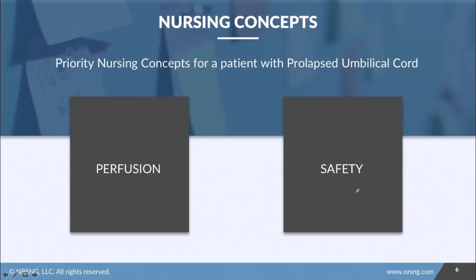Our nursing concepts for prolapsed umbilical cord are perfusion and safety. So remember, the baby's lifeline is hanging out. So we are concerned about adequate perfusion through the umbilical cord and the safety of mom and baby.